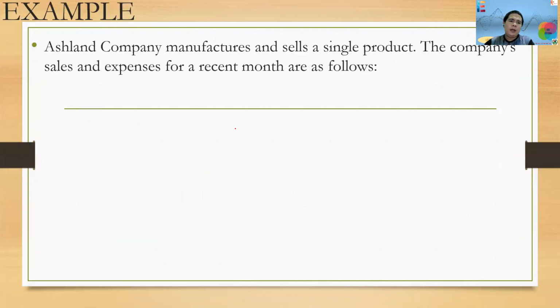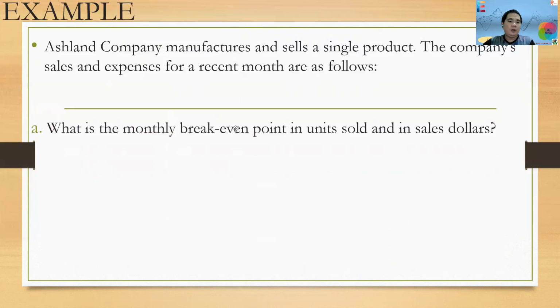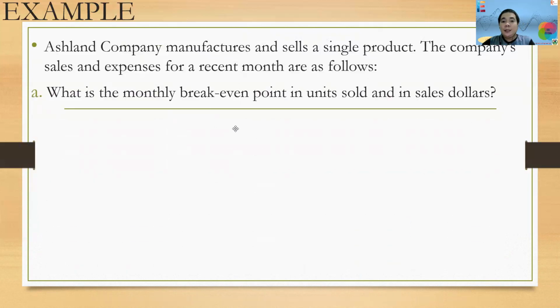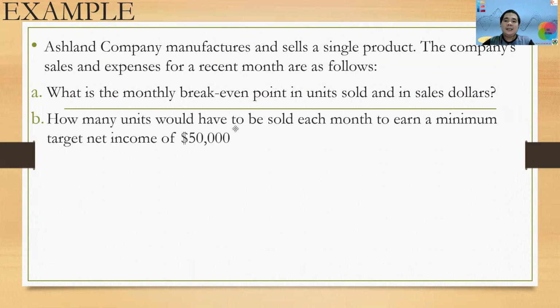So say for example, Ashland Company manufactures and sells a single product. The company's sales and expenses for the recent month are as follows. What is the monthly break-even point in units sold and sales in dollars? How many units would have to be sold each month to earn a minimum net income of $50,000?